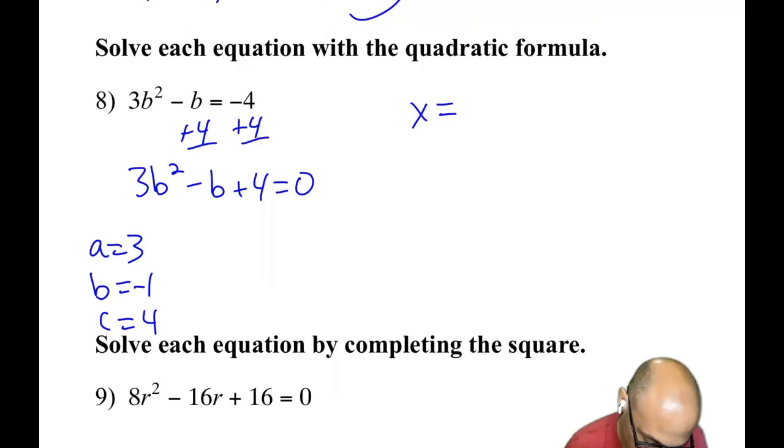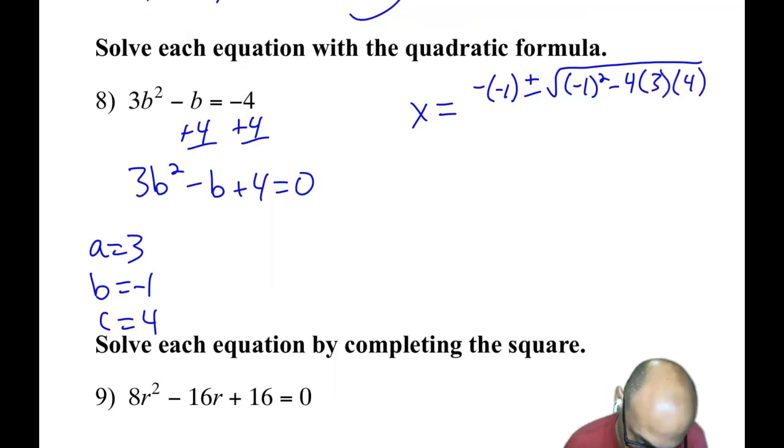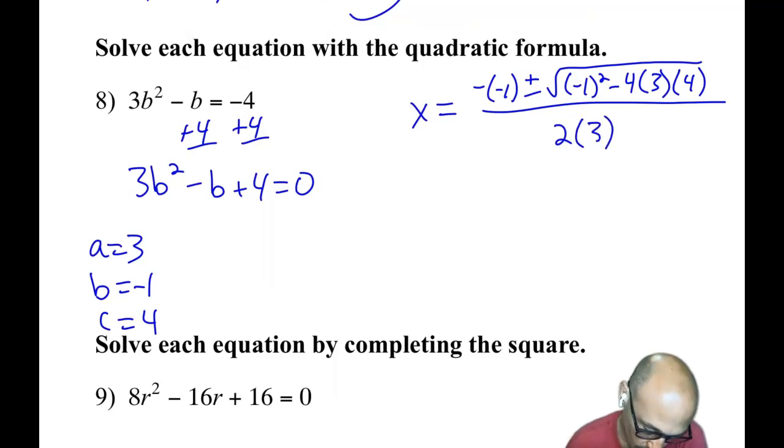X equals negative b, so negative -1, plus or minus the square root of b squared, -1 squared, minus 4 times a times c, all over 2a. All right, here we go. Now we have a -1, that's a +1, 1 plus or minus the square root.